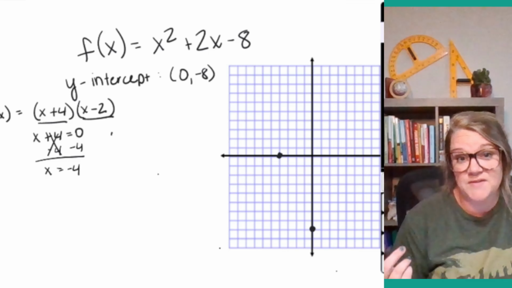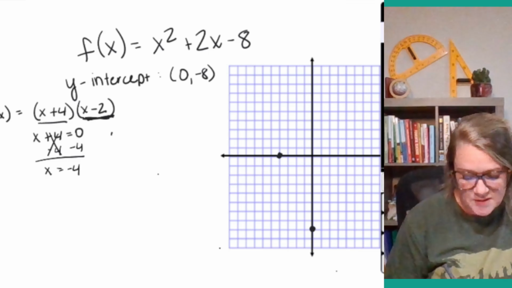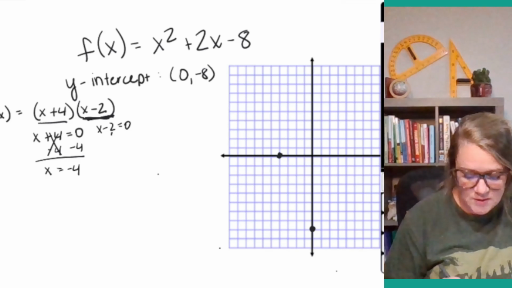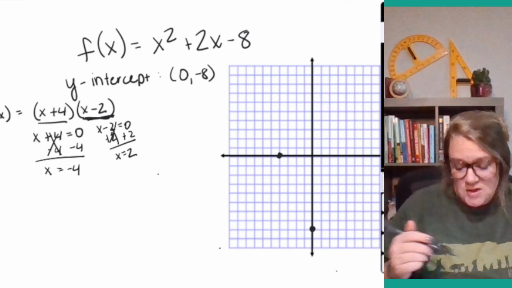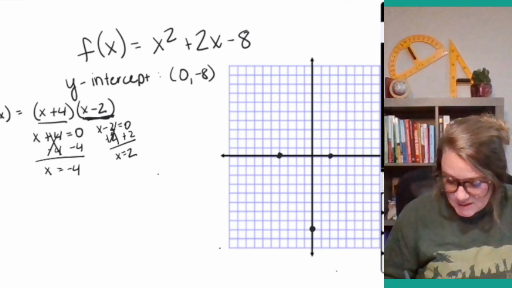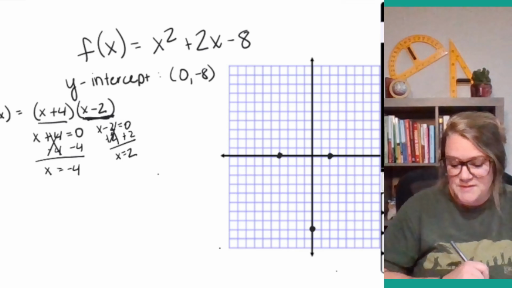I need to find the other x-intercept. I do that by doing the same exact thing, but with the other factor. X minus 2. When is x minus 2 equal to 0? I'm going to add 2 to both sides. These will cancel. X equals 2. What did I find? I found the other x-intercept. So I'm going to plot that point too. Right here is going to be my other x-intercept.